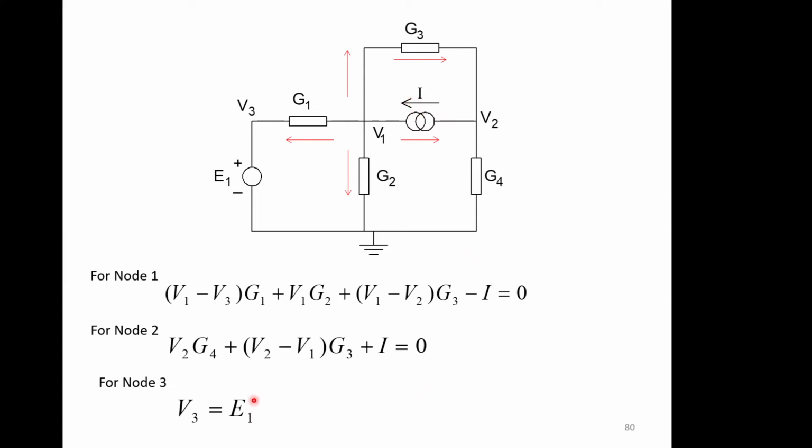And for node 3, write the equation down for completeness. V3 equals E1. That's just the nodal analysis for this point here. There's nothing else going on in terms of the voltage.